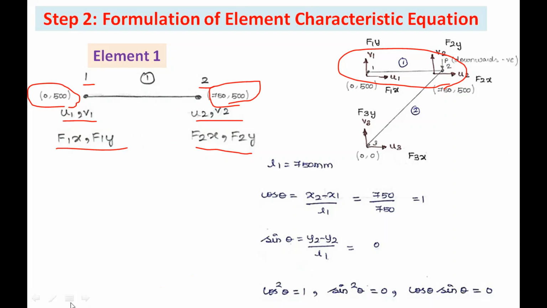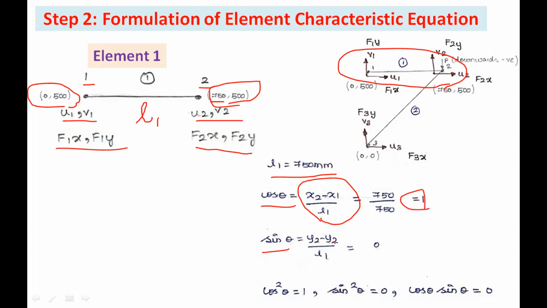To formulate this element characteristic equation, first we have to find the length of the element. Since the element is horizontal, we can directly find that L1 is the difference in the x coordinate, which is simply 750 mm. So the length of the element is 750 mm. Next we have to find the cos theta value and sin theta value. For cos theta, we use x2 minus x1 divided by L1. Always select the second node minus the first node. So x2 minus x1 divided by L1 is equal to 1.